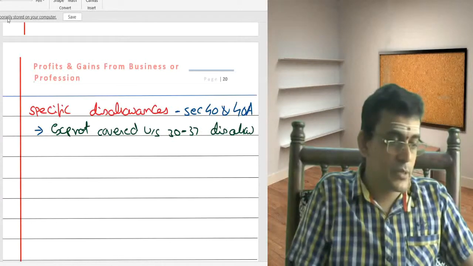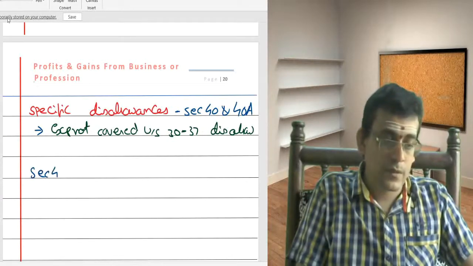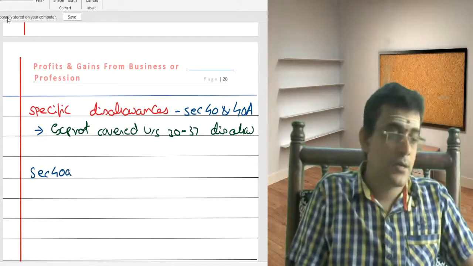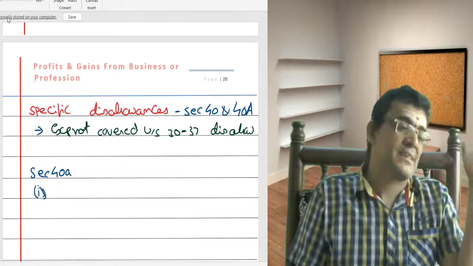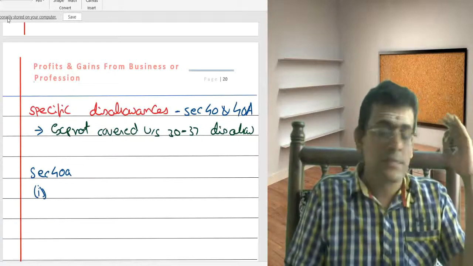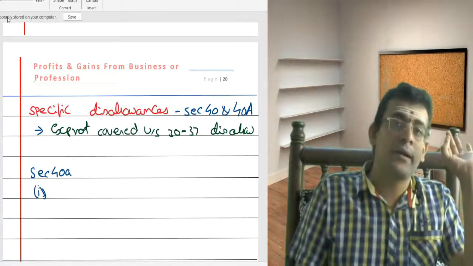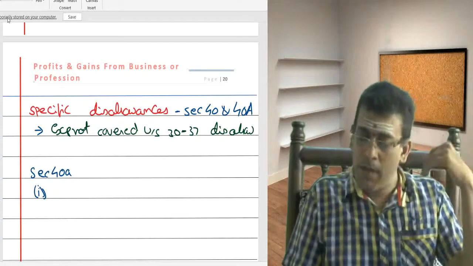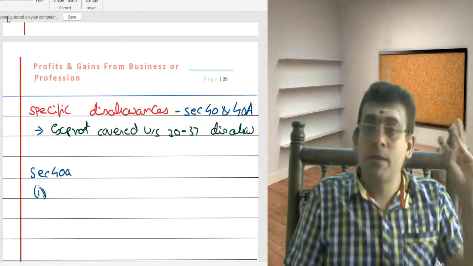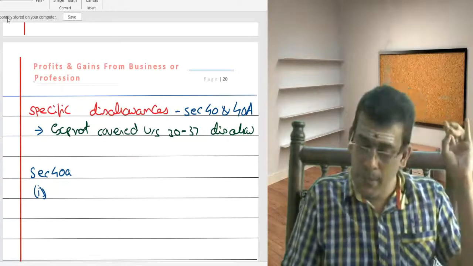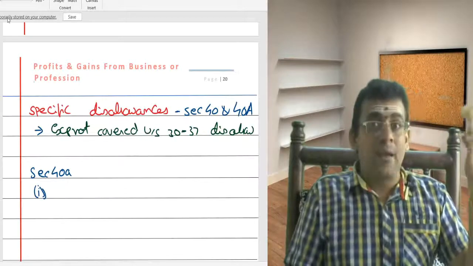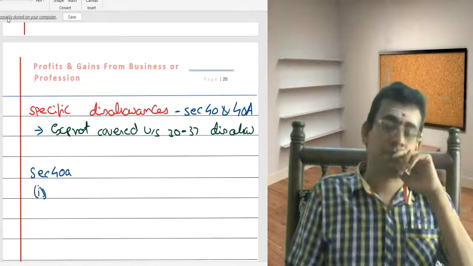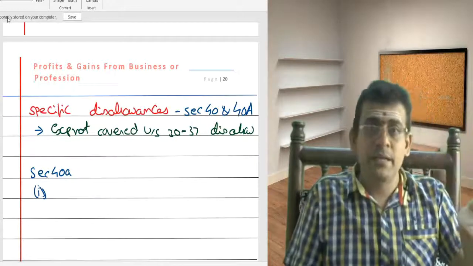So now let us get into section 40A. In that we have several subsections. Section 40A subsection 1. Let us see what this is. It's very simple. What this says is that you are making a payment outside India. What is that payment? That payment could be interest, royalty, or technical fees. That amount is paid to a person outside India, or paid in India to a non-resident.